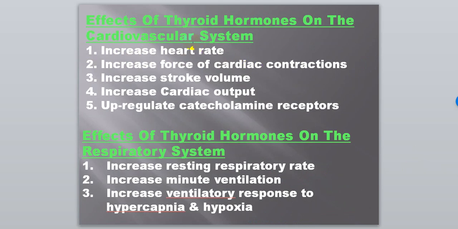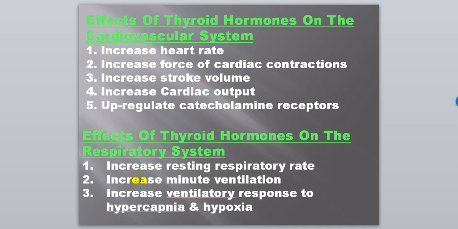Effect of thyroid hormones on the cardiovascular system. As you see, there is increased activity of this system. Increase heart rate, increase contraction of the heart, increase stroke volume and cardiac output, and upregulation of catecholamine receptors. So, thyroid hormone causes increased activity of almost all of the cardiovascular system.